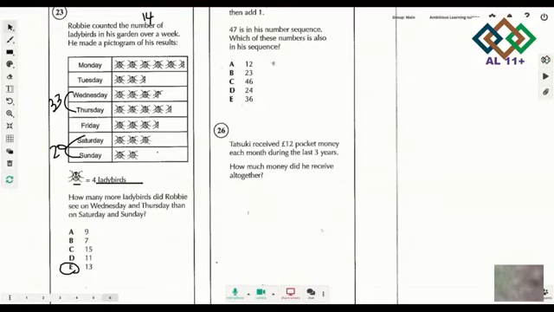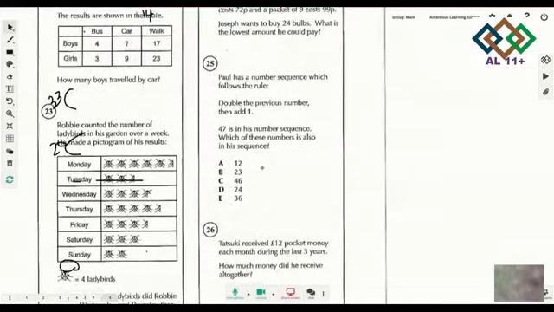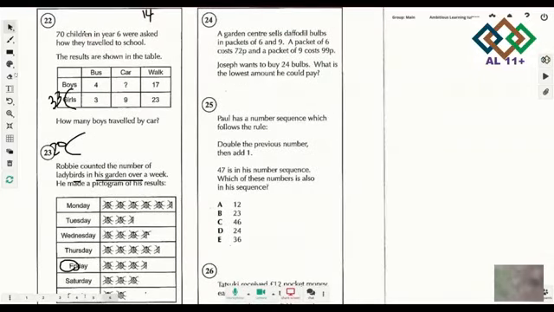So let's move on to the next one now. Number 24. In number 24, you just need to see what they are saying. A garden center sells daffodil bulbs in packets of 6 and 9. The packet of 6 costs 72p and the packet of 9 costs 99p. George wanted to buy 24 bulbs. What's the lowest amount he could pay?